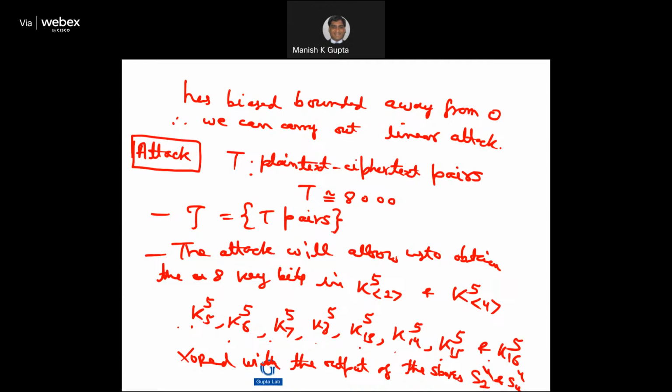So basically, T is the total number of plaintext and ciphertext pairs. We take around 8,000 such pairs, and tau is the collection of such pairs. The attack will allow us to obtain the 8 key bits in K51 and K54. These are K55, K65, K75, all in round 5. We try to guess the round 5 key bits, using the XOR of the output of the subkeys. So then basically these 8 bits.